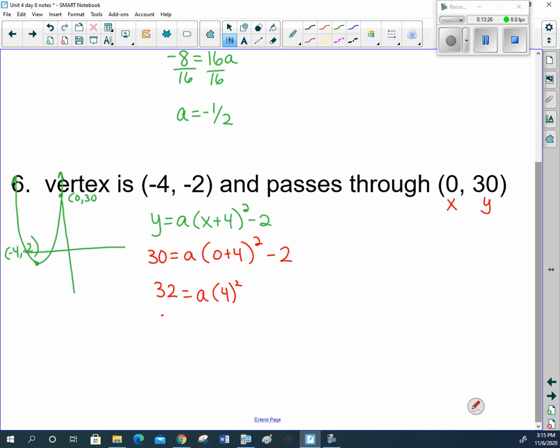So we end up with 32 equals 16A. Divide by 16. So A turns out to be 2. So we do have a little bit of a vertical stretch there. A is 2. Our final answer is y equals 2 times (x plus 4) quantity squared, subtract 2.